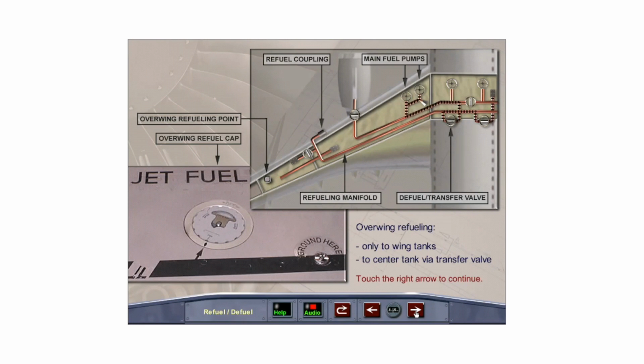The main fuel pumps remove the fuel from the tanks through the defuel transfer valve into the refuel gallery and supply it back to the refuel coupling where it can be removed from the aircraft.